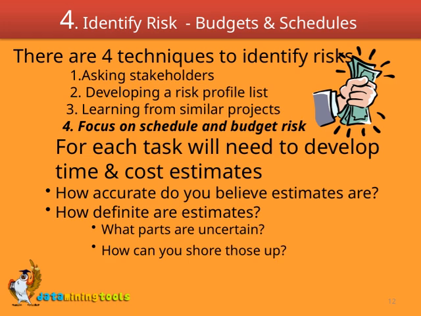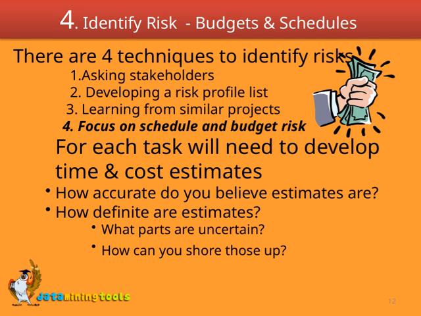And fourth, focusing specifically on schedule and budget risks is crucial because these are often the most immediate and impactful concerns in any project. For each of these tasks, we need to develop time and cost estimates. But then, a key question arises. How accurate do we believe these estimates are? How certain or uncertain are they? And what parts of these estimates are more unpredictable than others? Understanding where our estimates are less certain allows us to focus on how we can improve their accuracy, perhaps by gathering more data or applying contingency buffers. This process helps us better manage risks related to schedules and budgets, which is fundamental to keeping our projects on track and within scope.